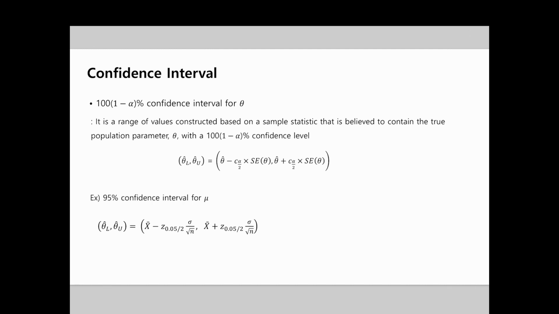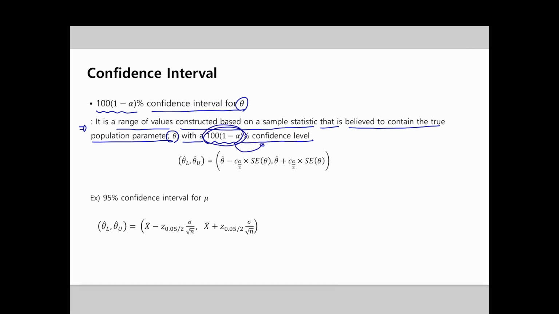The 100 times (1 minus alpha) percent confidence interval for the parameter theta, which was covered in chapter 6, is as follows. It is a range of values constructed based on sample statistic that is believed to contain the true population parameter theta with 100 times (1 minus alpha) percent confidence level.